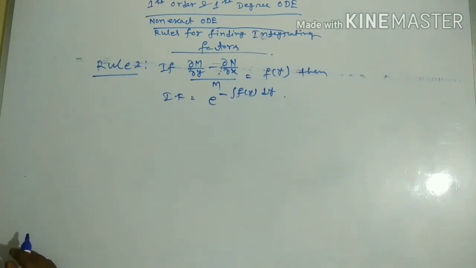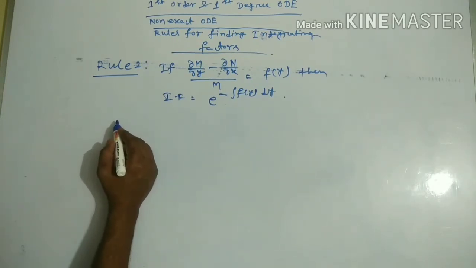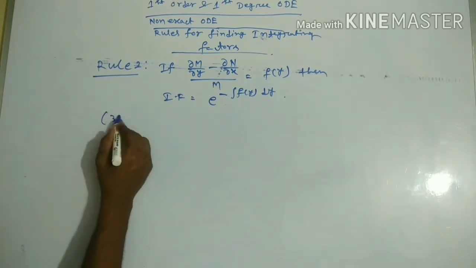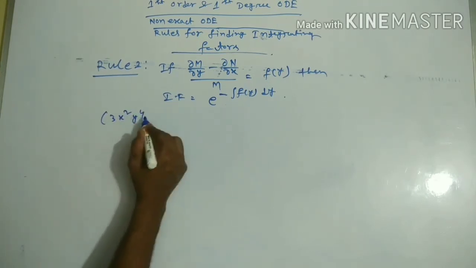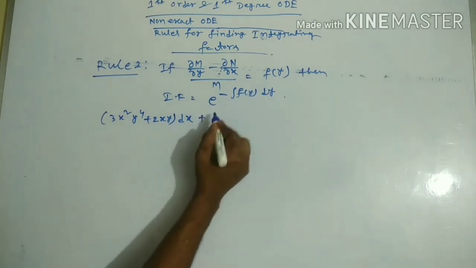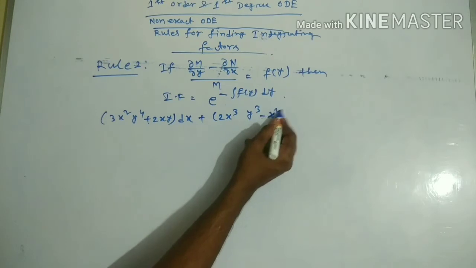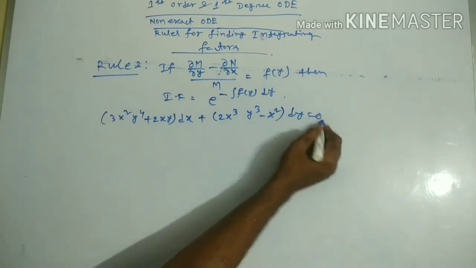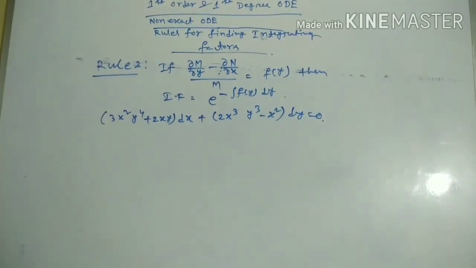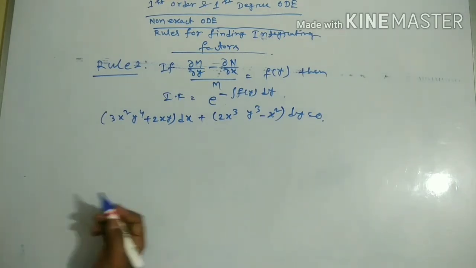Okay, so I am taking this example: 3x square y to the power 4 plus 2xy dx plus 2x cube y cube minus x square dy equal to 0. Okay, now generally first we have to check that this equation is exact or not.